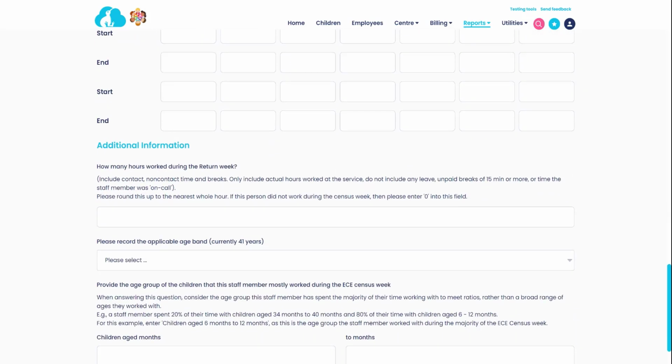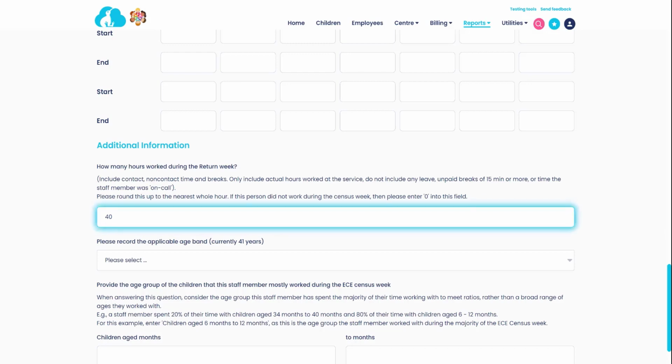And then we come down to the bottom of the screen and it's now asking how many hours did he work during return week. So this is where you can round it up to the entire hours that he worked that week. Above, we haven't recorded 40 hours. We've just recorded the contact times, but he may have been contracted to work that entire week, which is 40 hours. We need to select the band or the age band.